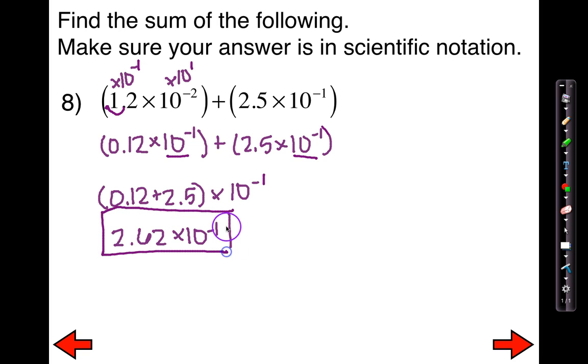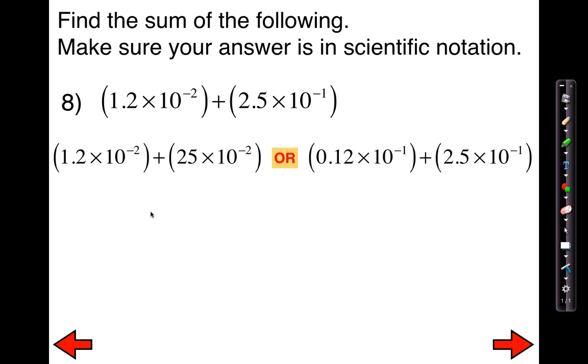Now, this is done because my coefficient does fall within the correct range of between 1 and 10, so I'm done. But again, if you wanted to, you could have chosen to turn both of them into a negative 2, which would still give you the same answer, but you would just have to make sure your final coefficient is adjusted to make sure it falls between the range of 1 and 10.